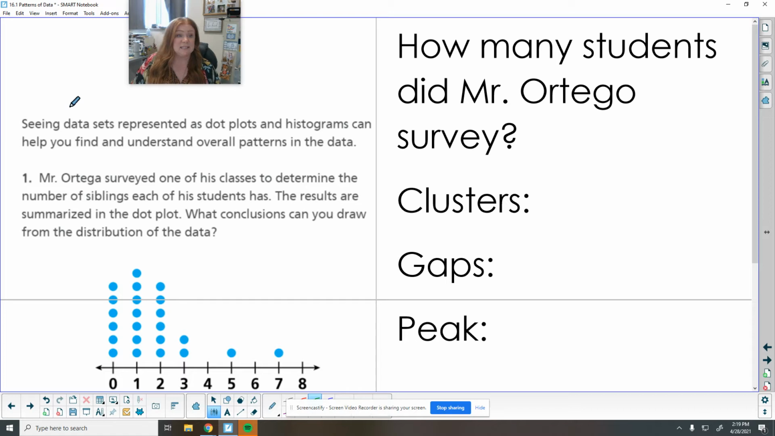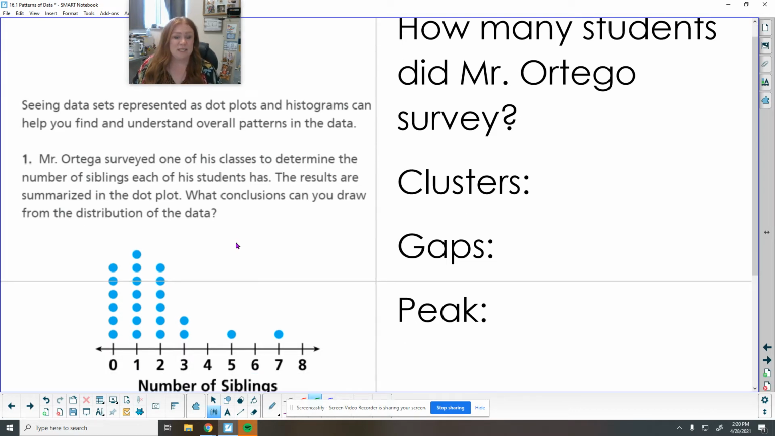So number 1 says seeing data represented as dot plots and histograms can help us find and understand different patterns. We've been doing this, we're just giving it some more mathematical names now. Mr. Ortega surveyed one of his classes to determine the number of siblings each student has. Every dot represents a student, and the number below represents how many siblings they have. The results are summarized here. What conclusions can we draw about the distribution of the data?